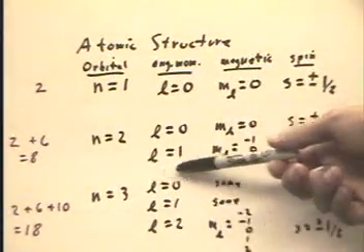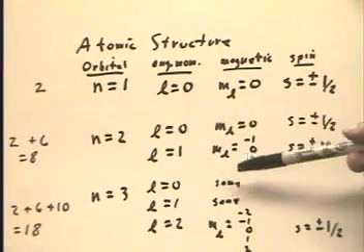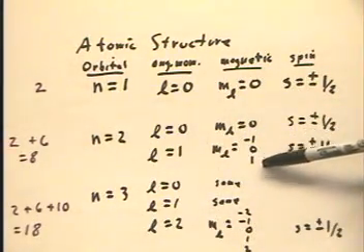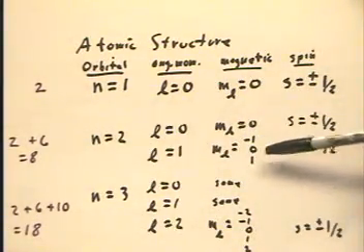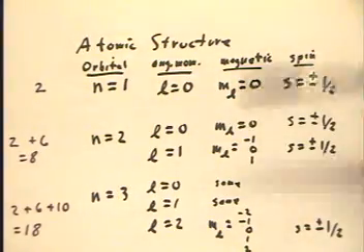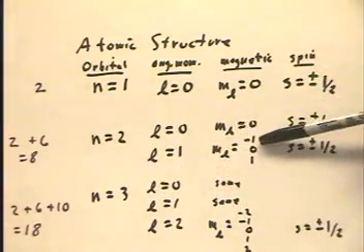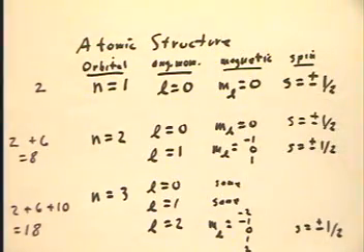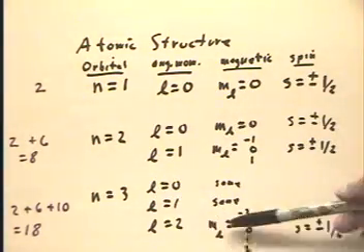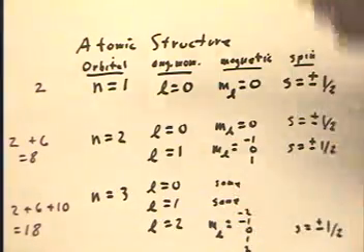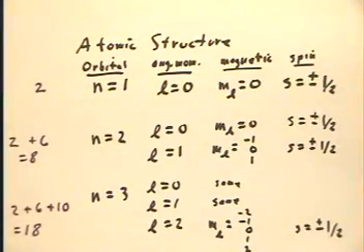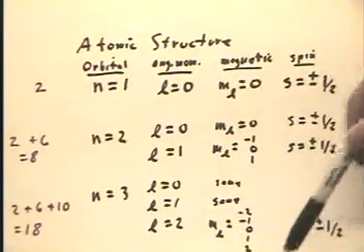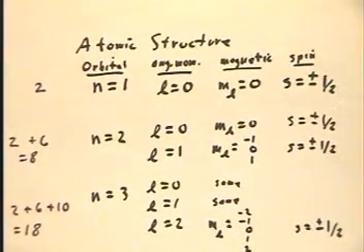However, if L is 1, then ML could be negative 1, 0, or 1. It can be positive or negative, and it can be as big as but not bigger than L. So ML would be negative 1, 0, or 1. If L is 2, then ML could be negative 2, negative 1, 0, 1, or 2. And then we have a spin number that tells us how the electron is going to line up with an external magnetic field, either a positive or negative 1/2.